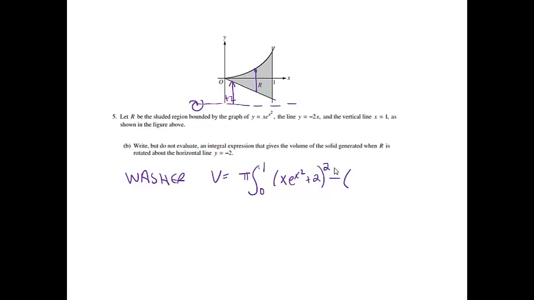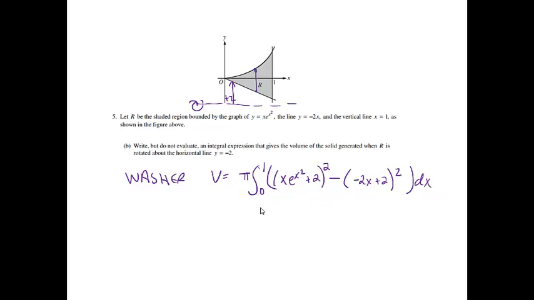And then minus the inner radius squared is going to be the one that's closest. So it's just going to be this line, so it's going to be negative 2x. Again, we'll have to add 2 to it because we have to move everything up 2, so that line gets moved up to the x-axis. And that will also be squared. And then this whole thing dx. And this one we have to be really careful on because we don't have our calculator to save us. If we get a negative answer, we can just switch these around.